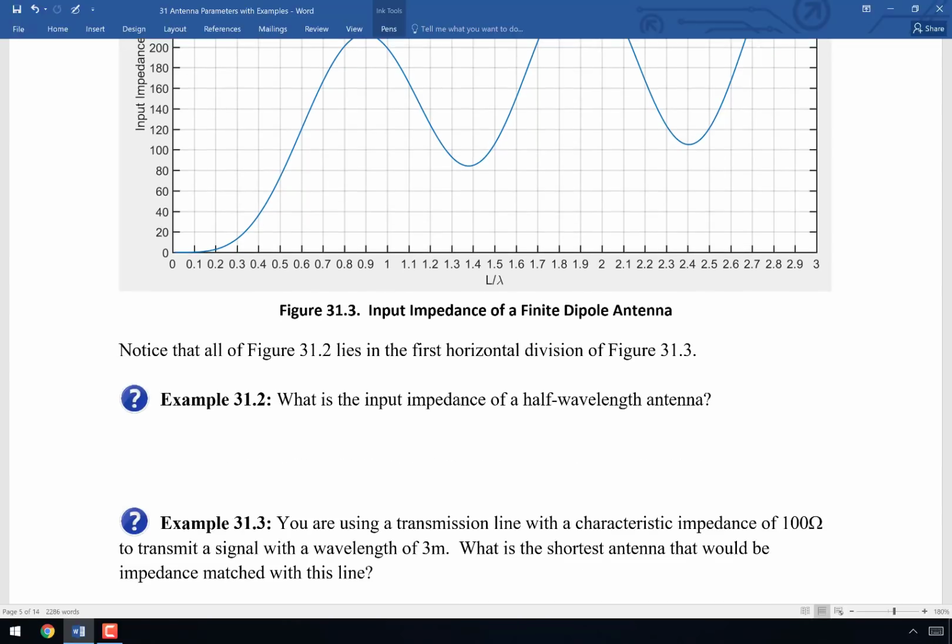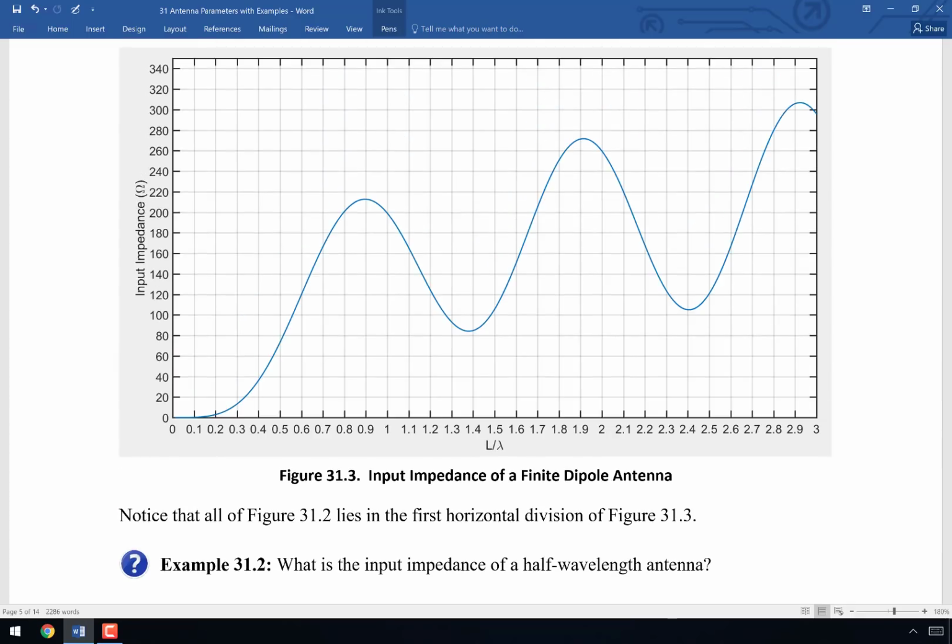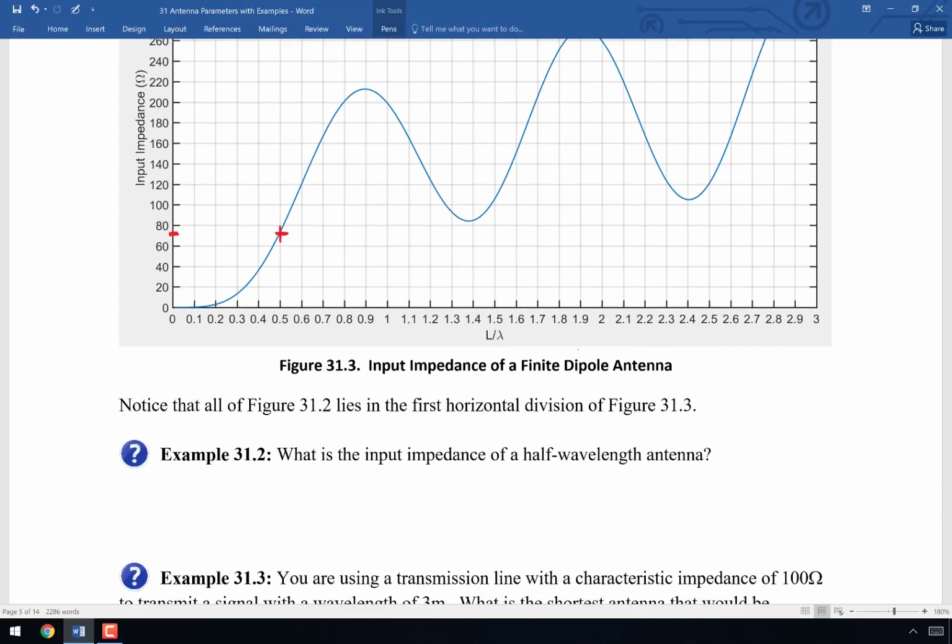So let's do example 31.2. What is the input impedance of a half wavelength antenna? So a half wavelength dipole antenna. I kind of already did this one for you, but let's do it more precisely. That's the point where the blue line crosses the 0.5 wavelength line. And if I come over here, that's somewhere probably in the 70 to 75 ohms.